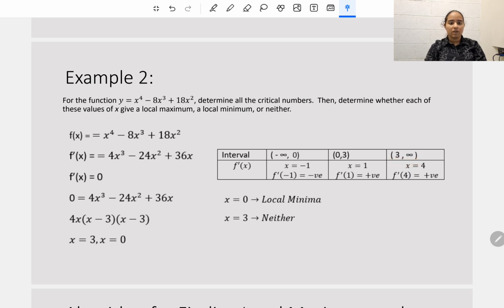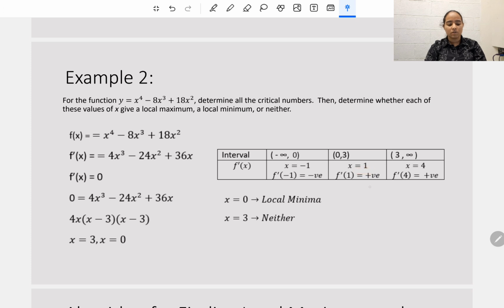In order to determine whether a function is increasing or decreasing, we need to substitute a test value into f prime x. So the first test value we can use is negative 1. When we substitute negative 1 into f prime x, we get a negative number. Therefore, it's decreasing.